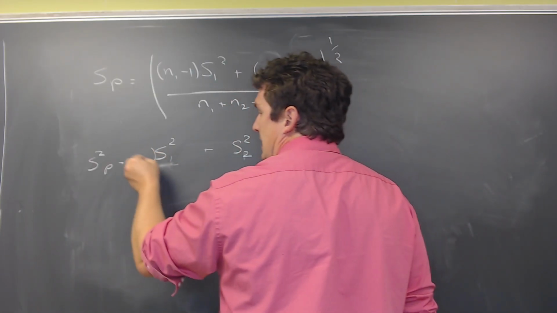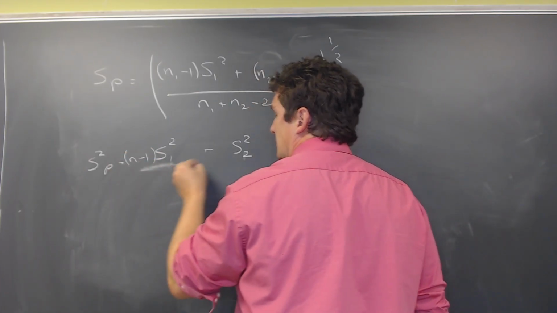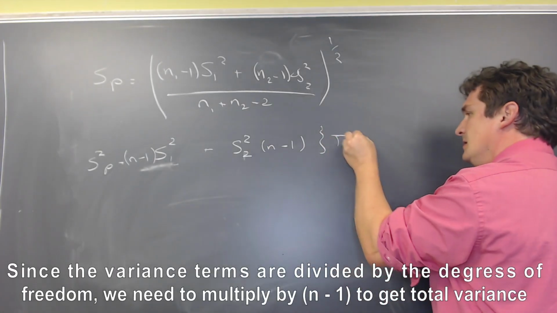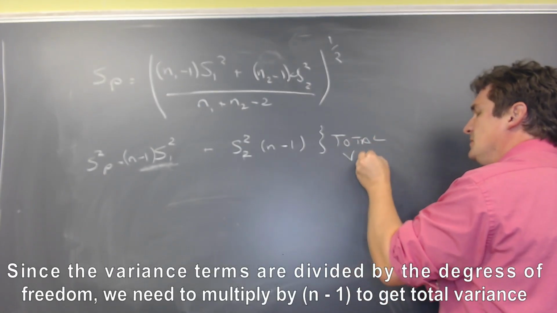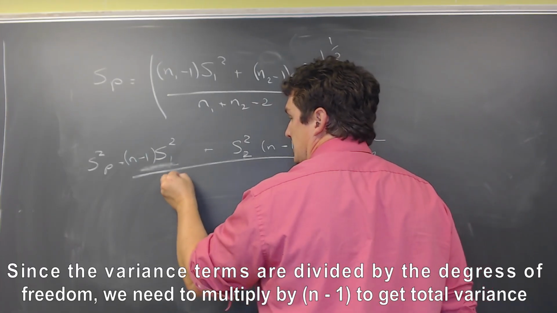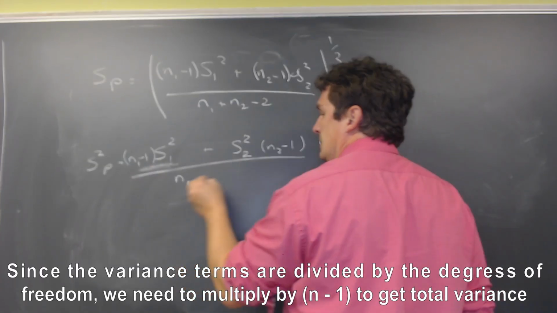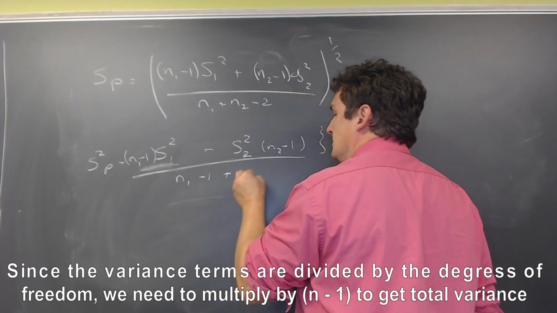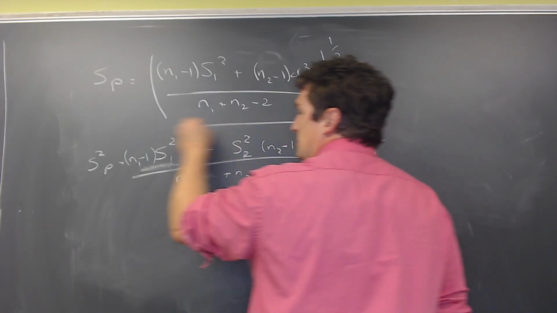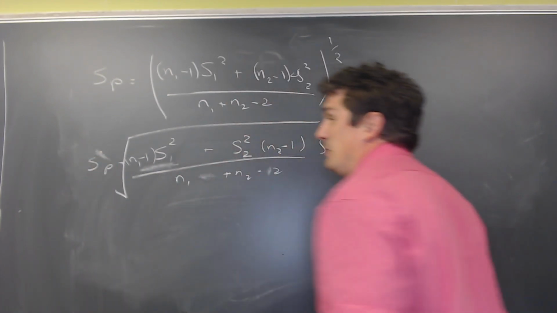So if we multiply it back out by degrees of freedom here, now we have the total variance between the sets. And now if we want to work out what the average variance is, we just add the degrees of freedom together. So we get N1 minus 1 plus N2 minus 1, which simplifies to N1 plus N2 minus 2. And then we turn around and take the square root and get our SP back.